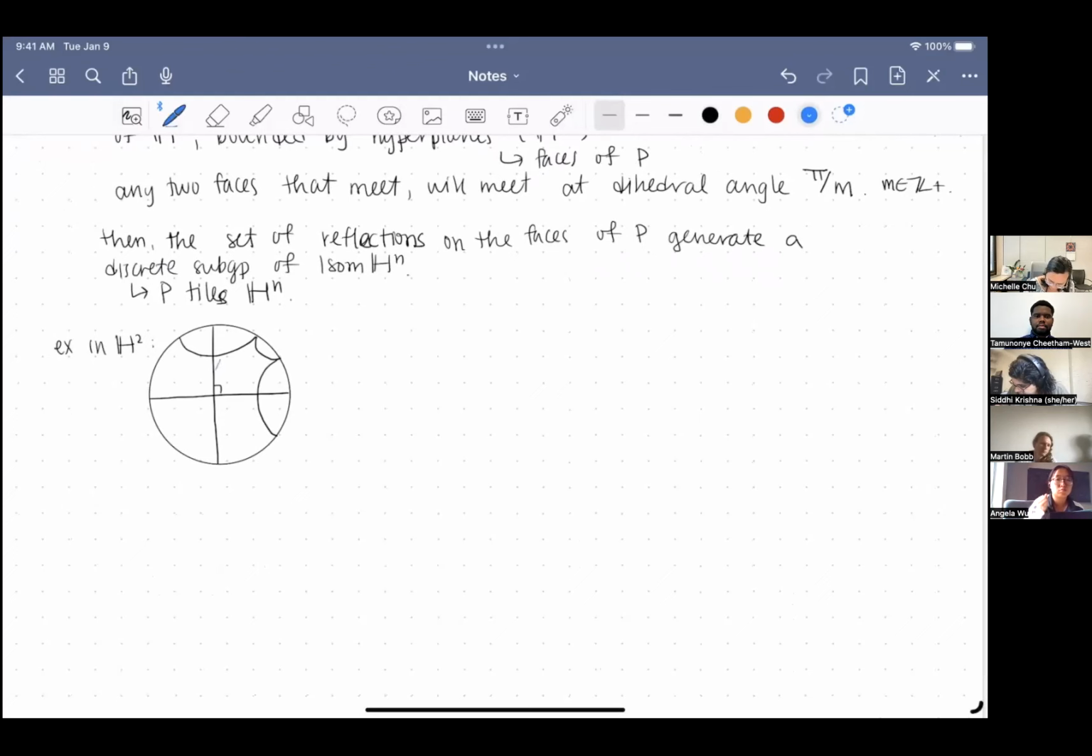So if I look at this polytope in here, well, I have right angles at these three corners. And over here, note that they don't really meet in H2. So these points are in the boundary of H2. They're not in H2, so they don't meet. So here's an example of P, a Coxeter polytope. Do you always want finitely many edges or faces of your polytope? Yes, I do.